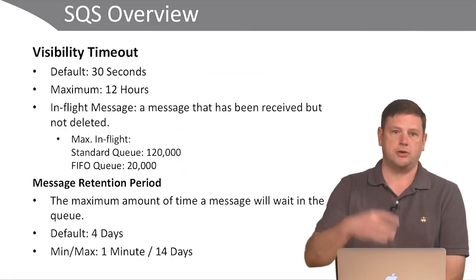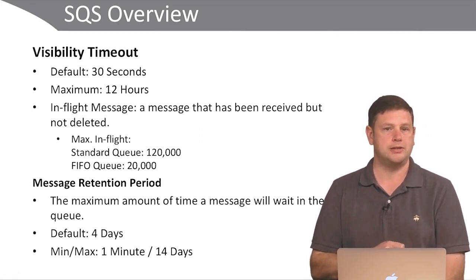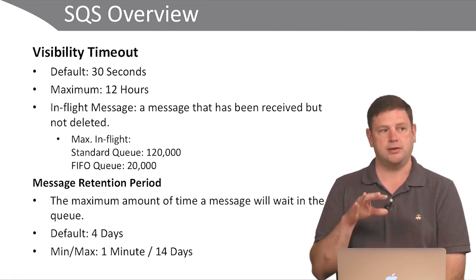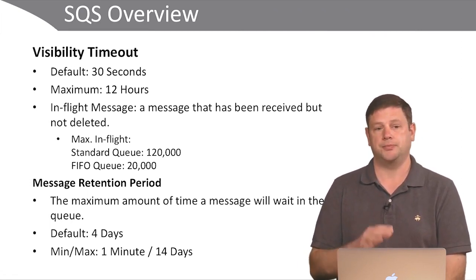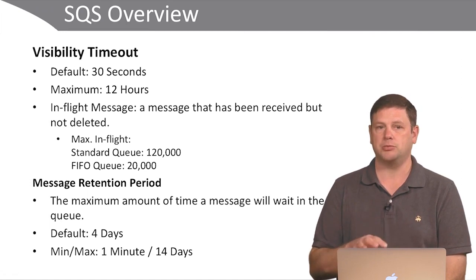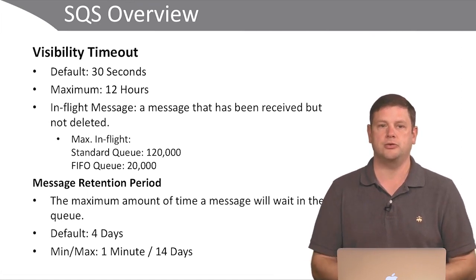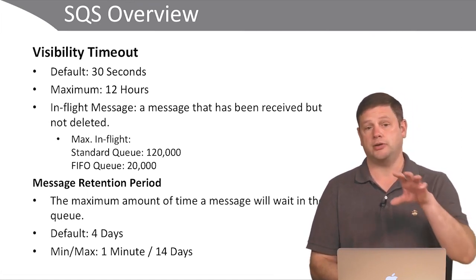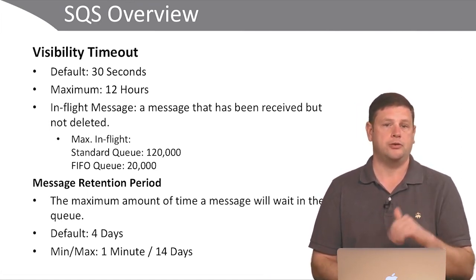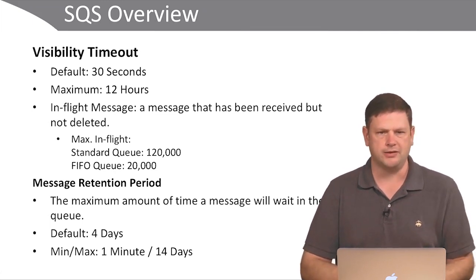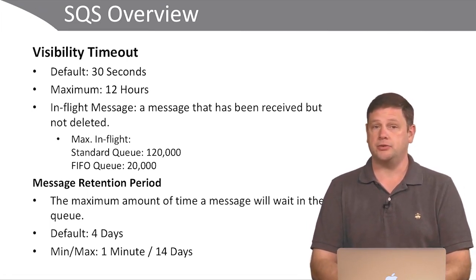Here's some defaults for visibility timeout. It defaults to 30 seconds. You can change that to 12 hours if you need to. A message that is in its visibility timeout period is considered in flight. So there are limits to the maximum number of messages that can be considered in flight. If you were to add, say, 200,000 messages to an SQS queue, and then you go and try to consume all of those at once, it's going to stop you at 120,000 for a standard queue and 20,000 for a FIFO queue. Let's say you don't overload SQS. It's Amazon protecting themselves.